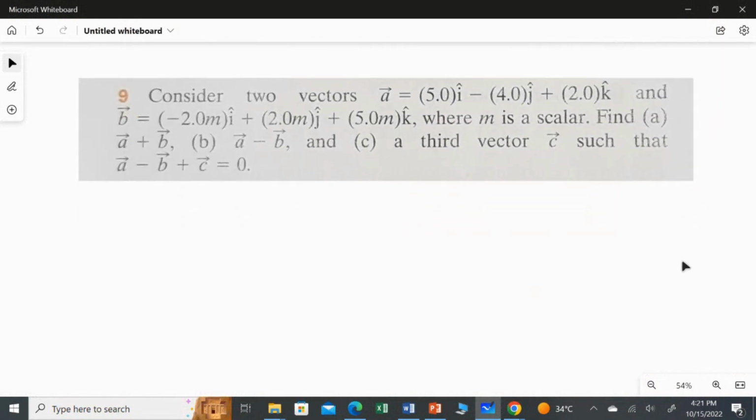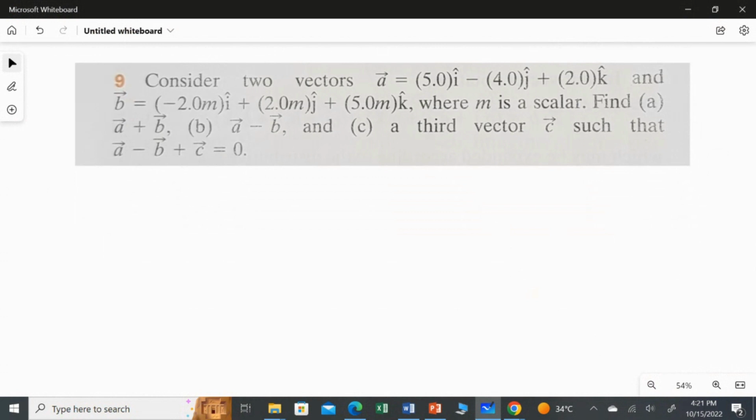Consider two vectors, a vector which is equal to 5i cap minus 4j cap plus 2k cap, and the b vector which is equal to minus 2m i cap plus 2m j cap plus 5m k cap, where m is the scalar. So you have 3 subdivisions in this question. First, we are going to find the value of a plus b. In the second part, we are going to find the a minus b vector. And then the third part, we are going to find the value of the c vector by using the relation a vector minus b vector plus c vector, which is equal to 0.